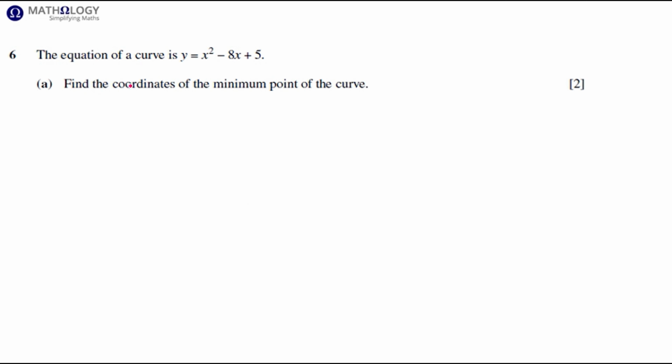Question 6. The equation of a curve is given by y equals x squared minus 8x plus 5. Find the coordinates of the minimum point of the curve. Firstly, this is a quadratic function, right? And this particular quadratic function has a value of a, which is 1, which is clearly greater than 0, which means that the function shapes up, which means that we have a minimum turning point. So that's what that is referring to, the minimum turning point. The minimum point of the curve is referring to the turning point of the quadratic function. We are required to find the coordinates of that point.